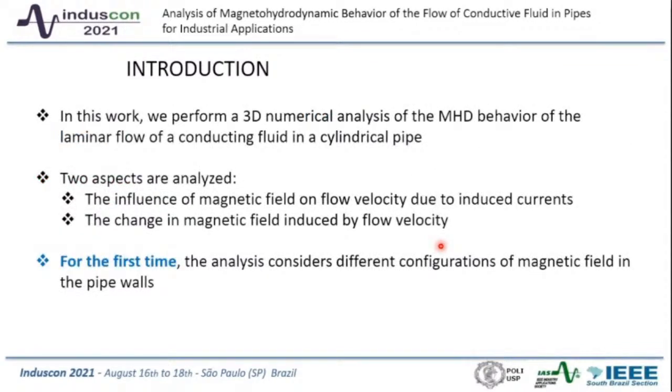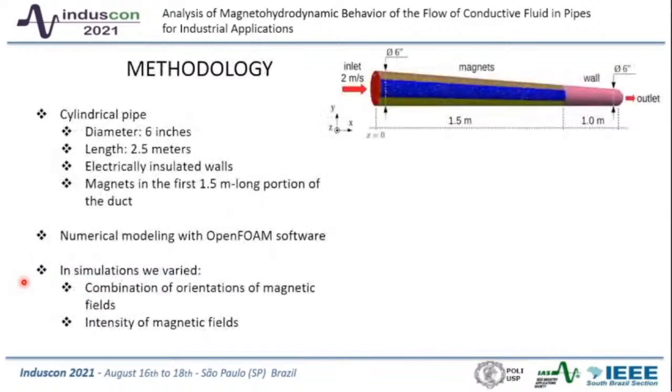In this work, we perform a 3D numerical analysis of the MHD behavior of the laminar flow of a conducting fluid in a cylindrical pipe. The bidirectional coupling we just described is analyzed in this paper, that is, the influence of magnetic field on flow velocity and the other way around. And for the first time, the analysis considers different configurations of magnetic field in the pipe walls. Also, the magnetic field considered is applied by magnets, giving rise to a more realistic distribution of magnetic field compared to the uniform field usually assumed in literature.